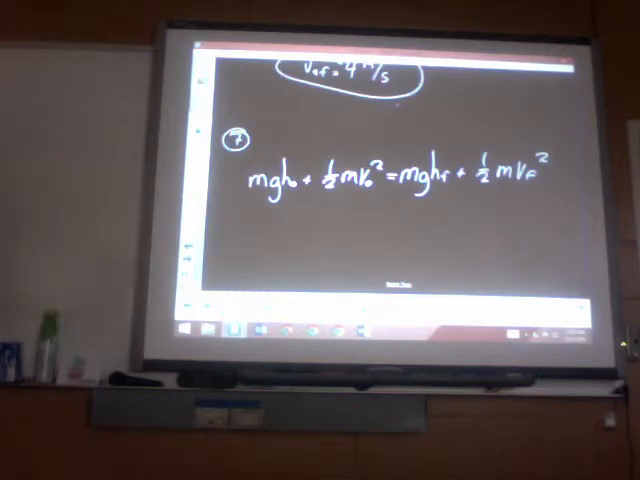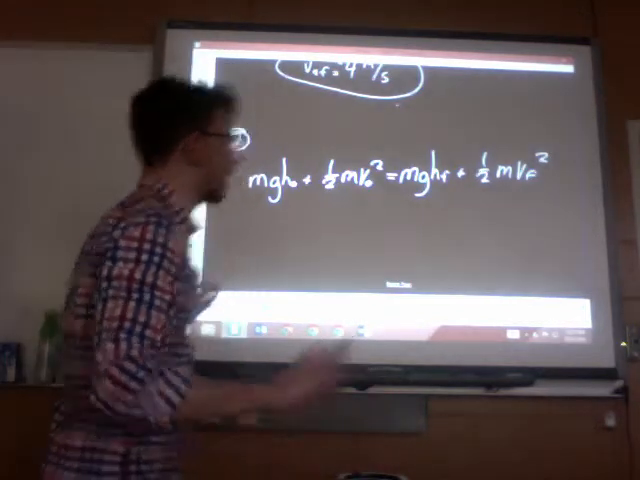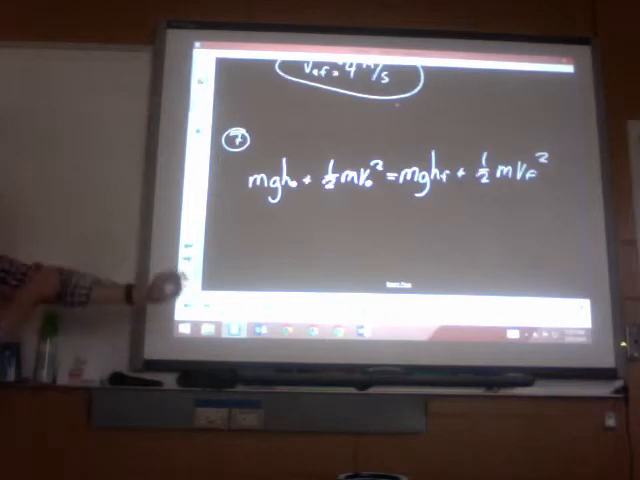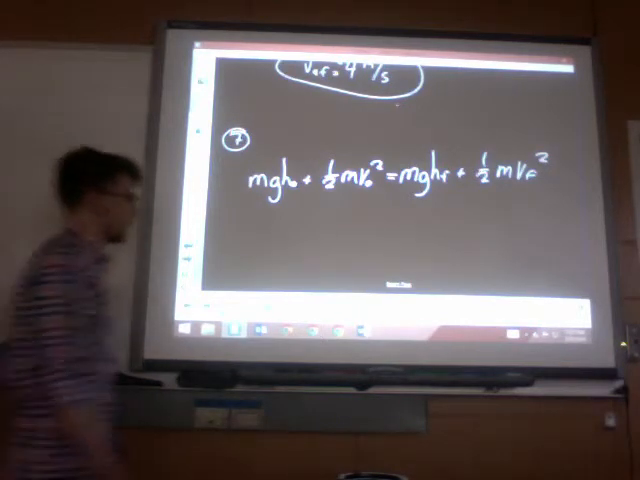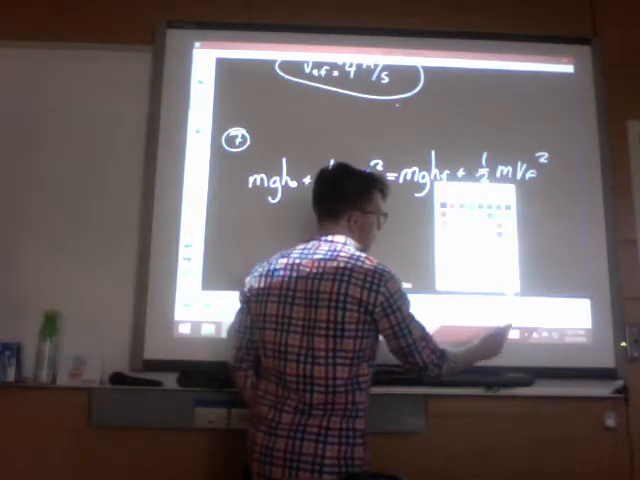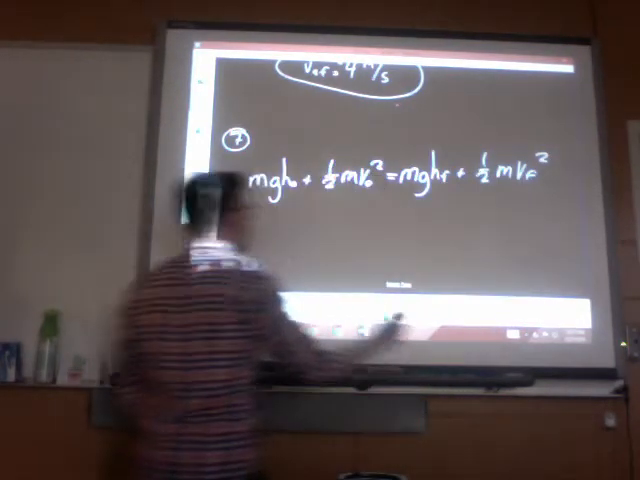There's our conservation of energy. We're almost always going to cancel out the m's. We'll see one where we don't. Let's do that now. Let's cancel out the m's, because if we divide m on both sides, it goes away.